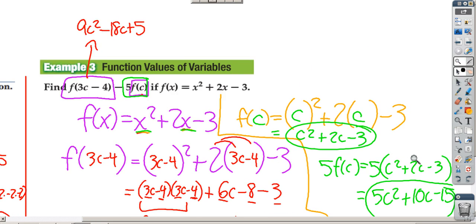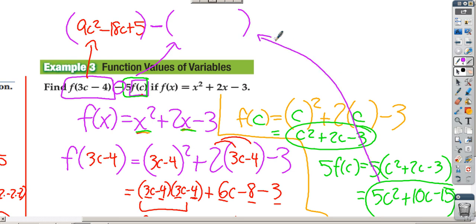But notice that it says minus 5 times f of c right here. So I'm going to substitute this in exactly like it says. That was our first part. We have a minus, so there's a minus. And then 5 times f of c was this thing down here that we had. So that's going to go right here. So 5c squared plus 10c minus 15.